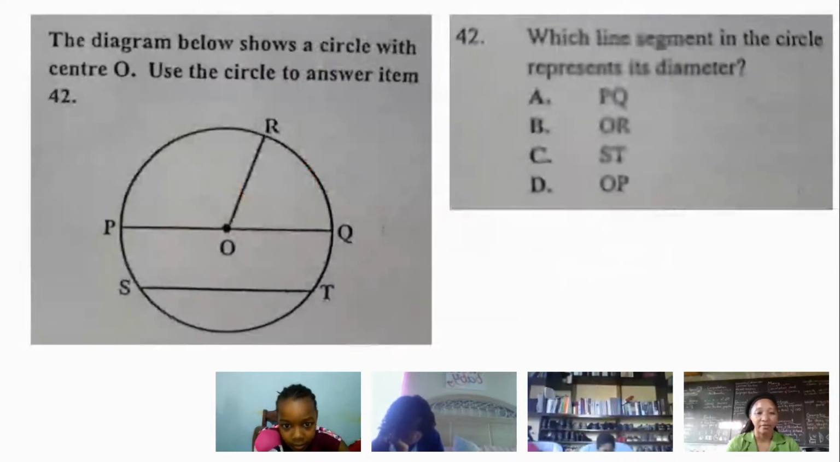All right, John, read question 42, please. Okay, Miss. Question 42. Which line segment in the circle represents its diameter? Miss, A P Q. Miss, because diameter is half of the circle. Okay. All right, that's correct. So it's A P Q.